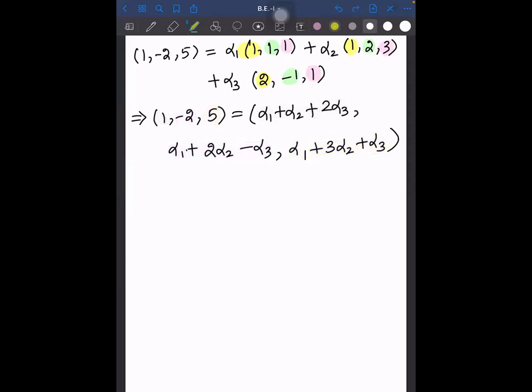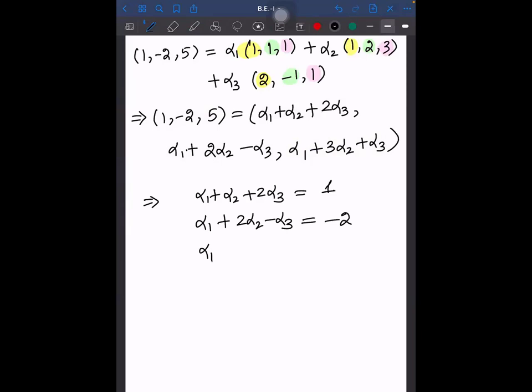Yes, sir. Okay, so see this. We'll write it as alpha 1 plus alpha 2 plus 2 alpha 3 is equal to 1. Alpha 1 plus 2 alpha 2 minus alpha 3 is equal to -2. Alpha 1 plus 3 alpha 2 plus alpha 3 is equal to 5. Right? So now we're going to solve this. There are many ways, but you simply use the second and the third, and you will be able to remove alpha 3 from here. Is it okay? Yes, sir.